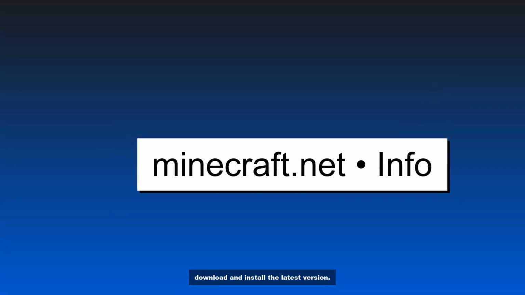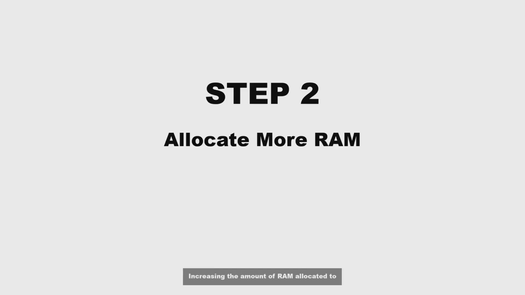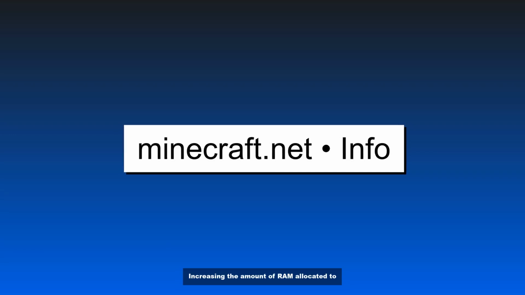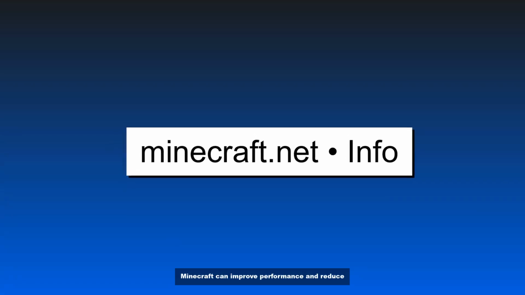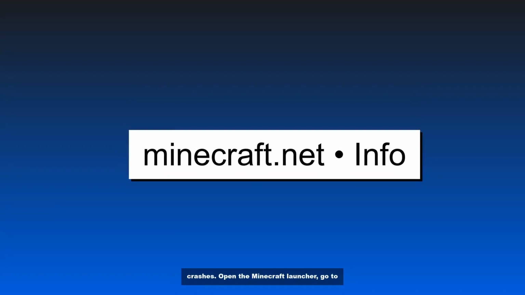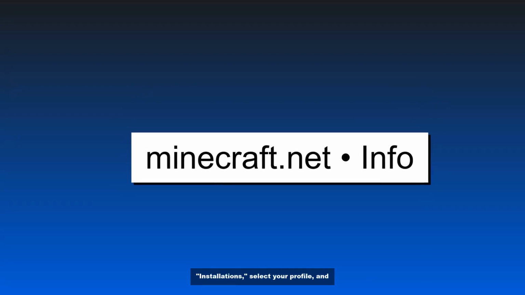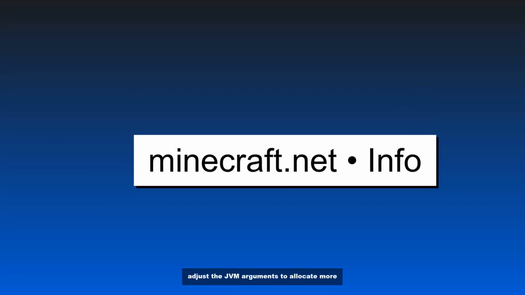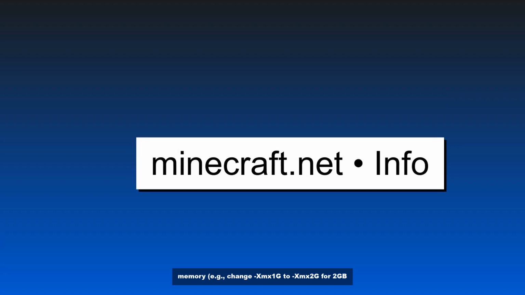Step 2. Allocate more RAM. Increasing the amount of RAM allocated to Minecraft can improve performance and reduce crashes. Open the Minecraft launcher, go to Installation, select your profile, and adjust the JVM arguments to allocate more memory, e.g. change -Xmx1G to -Xmx2G for 2 GB of RAM.